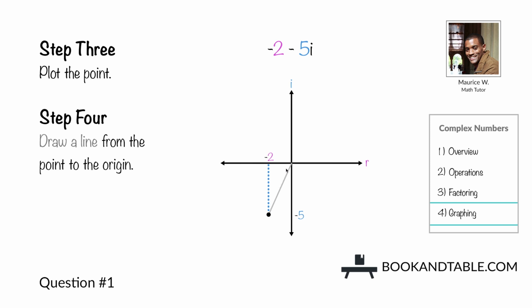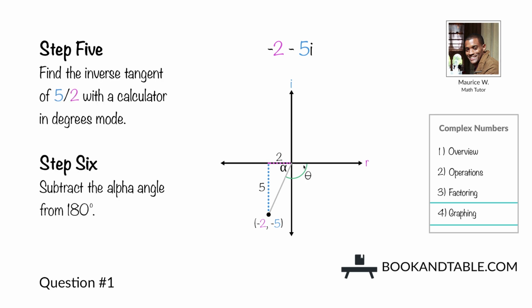And the alpha angle is closest to the origin here. So our right triangle has an alpha angle with an adjacent side equal to 2 and an opposite side equal to 5. And if this is our alpha, then this is our argument, or theta. So to find alpha, you'll want to find the inverse tangent of 5 over 2, opposite over adjacent.